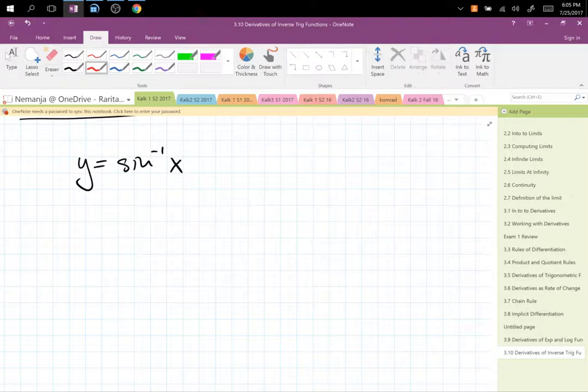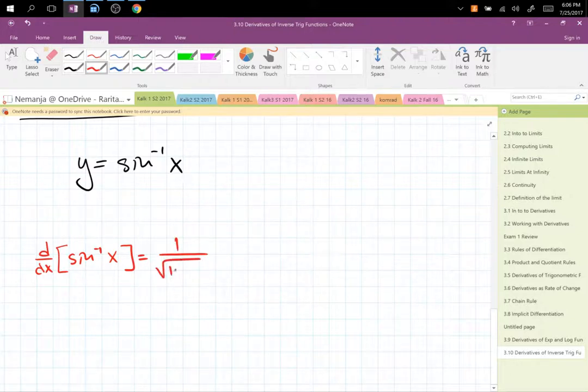So here are the formulas. Ready? We start with the derivative of inverse sine of x. And that's going to be 1 over square root of 1 minus x squared.